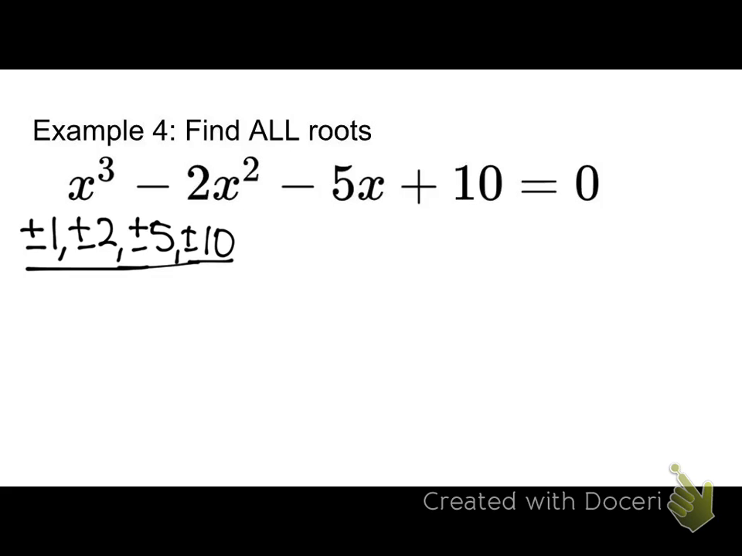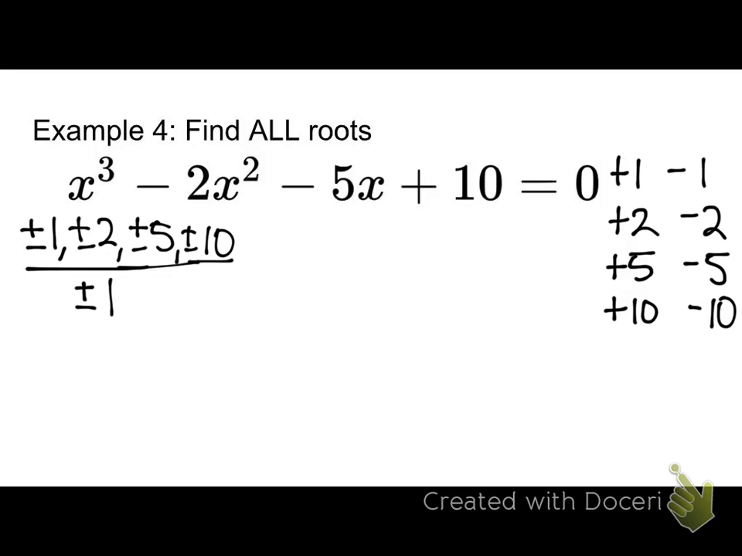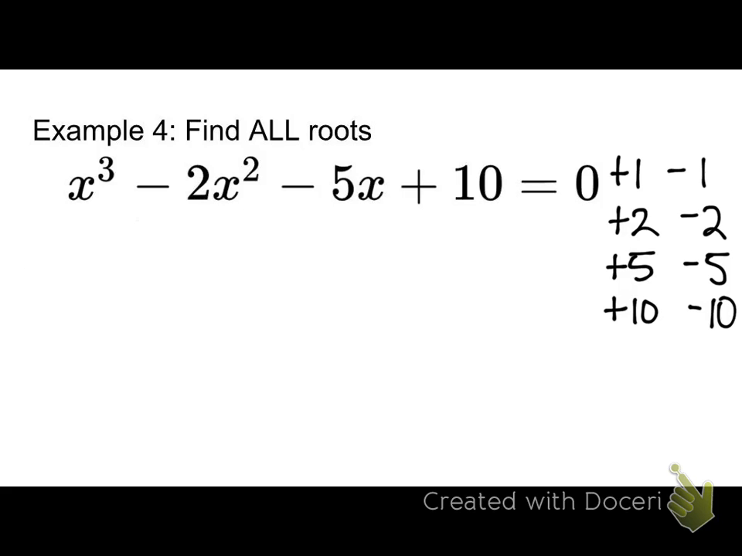And then in my denominator, I want the factors of 1. My leading coefficient is 1, so that's just going to be plus or minus 1. If your leading coefficient is 1, it makes your life a whole lot easier. So my possibilities are positive or negative 1, 2, 5, and 10. That's my whole list. Now, as soon as you figure out one of them that works, you can stop testing them, because then we would be able to factor.